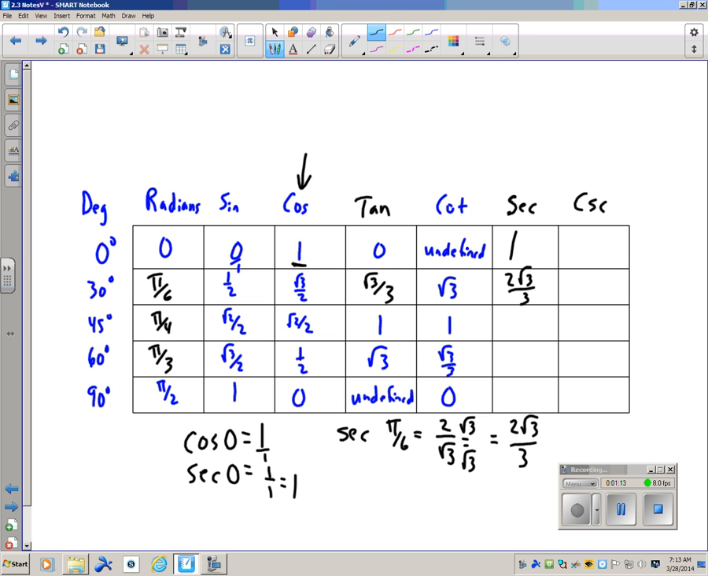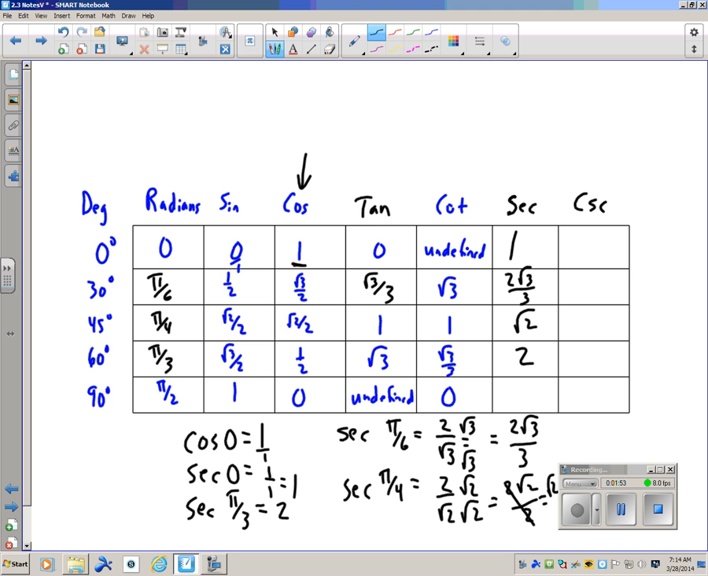And then my next one, the secant of pi over 4. The cosine there is square root of 2 over 2, so we're going to do the reciprocal of that, which is 2 over square root of 2. So we get 2 square root of 2 over 2, which then our 2's cross out, so we end up just getting square root of 2. And then I come down over here, secant of pi over 3. Cosine is equal to 1/2, so the reciprocal of that would be 2.